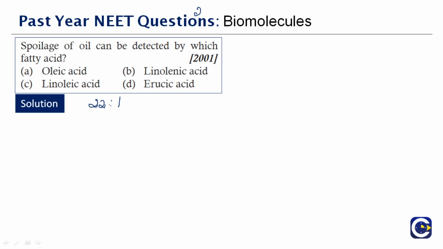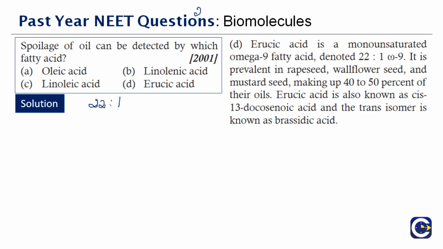Now this erucic acid is also known as cis-13. Okay, cis-13. So here it is. So you can clearly see it here. Erucic acid is also known as cis-13 docosenoic acid, and its trans isomer is known as brassidic acid.